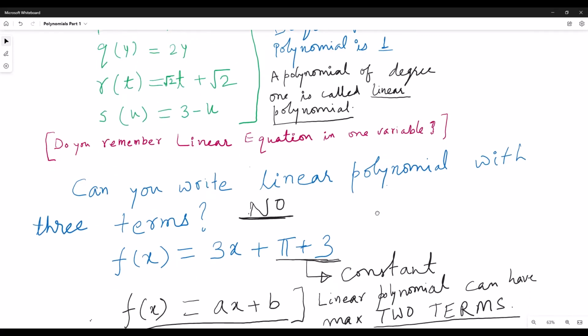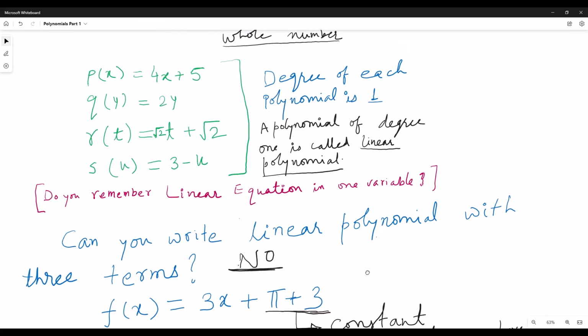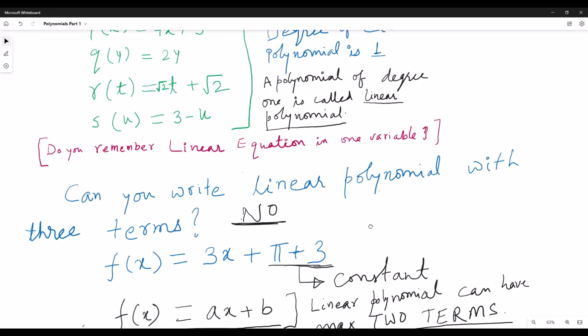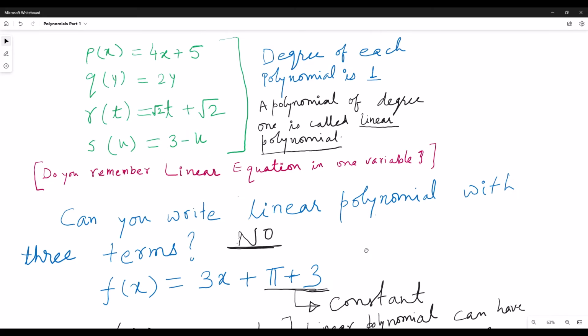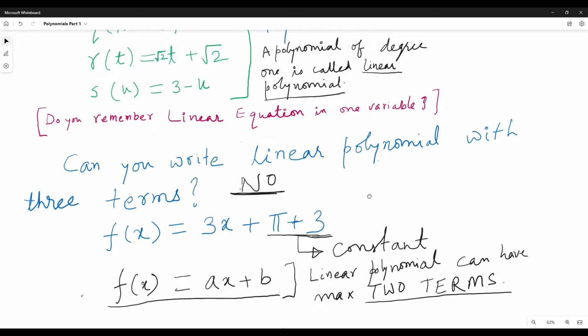Can you write a linear polynomial with 3 terms? Like 4x plus 5 plus root 2. But 5 plus root 2 is the same constant. We can combine those as one constant. So can you write a linear polynomial with 3 terms like 3x plus pi plus 3? Is it 3 terms? This is not 3 terms because pi plus 3 is a constant. So we cannot write it with three terms. All the constants will come in as one term only.